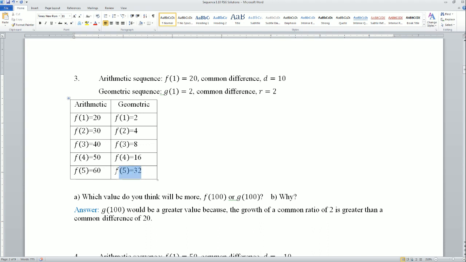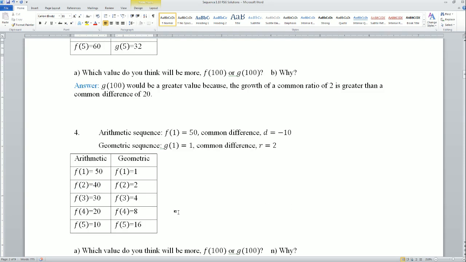Do you see how it's already here? Because by G of 6, it should already be at like what? 32 times 2 is 64, right? Then it becomes 128. You see, the geometric will automatically pass the arithmetic here.